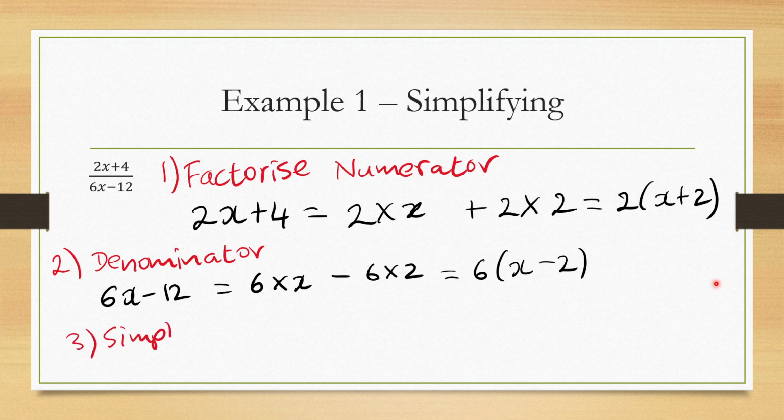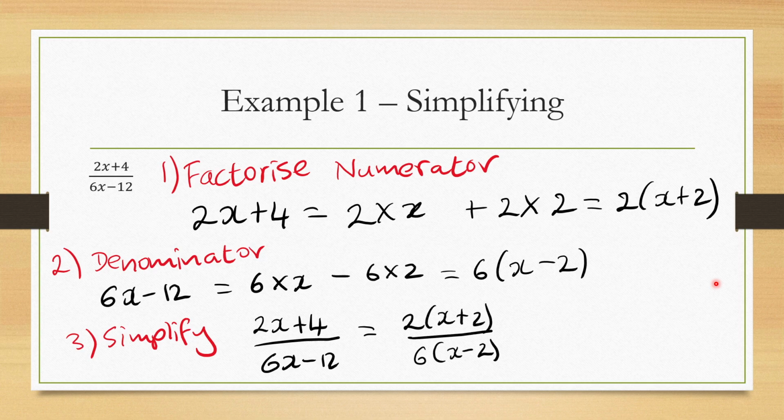Now 3, simplifying. In the steps that I told you before, I said 3 was cancelling out, but here I said simplifying. Technically speaking, both are the same thing, because you're just cleaning things up. You've done your job and you're cleaning it out. That's what you mean by simplifying. It's the final product. So you write it as a normal fraction first, then you write out the factorized fraction.